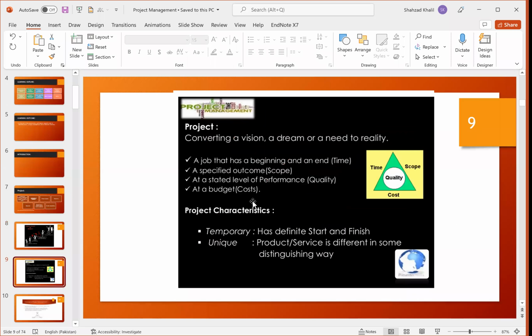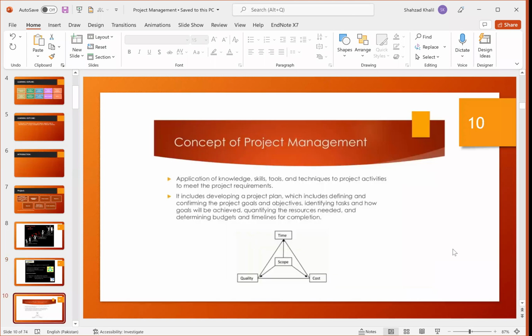So a project is converting a vision, a dream, or a need into reality. If you see, it revolves around time, scope, quality, and cost. A job that has a beginning and an end, it is time bound. Then a specified outcome, which is the scope, at a stated level of performance, which is its quality, at a budget, which is cost. So the project characteristics are basically temporary. It has a definite start and a finish, and it should be unique regarding product and services, different in some distinguishing way.